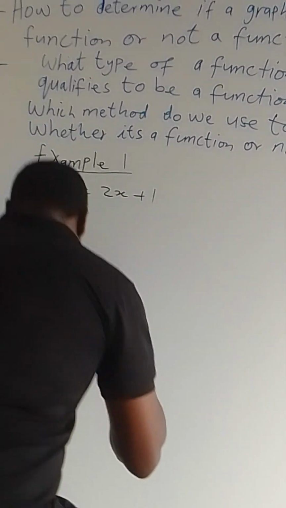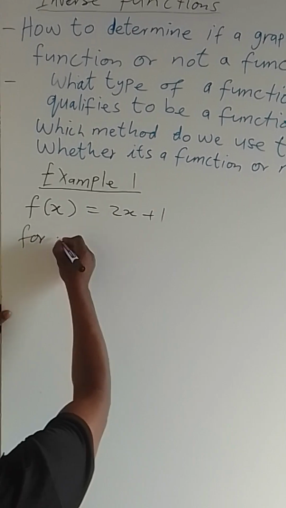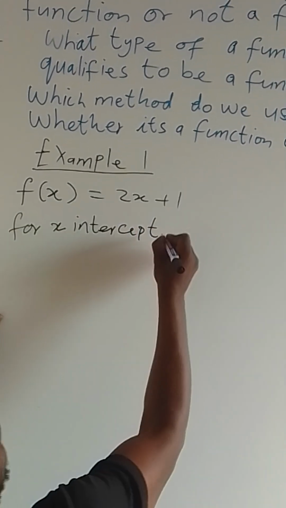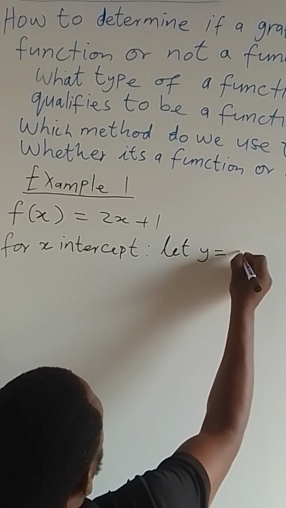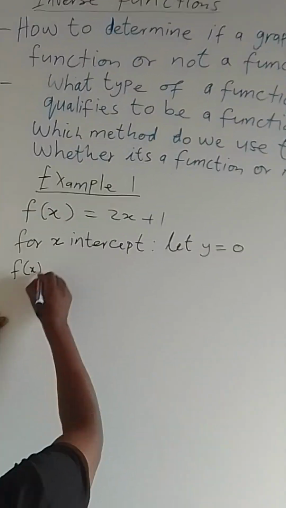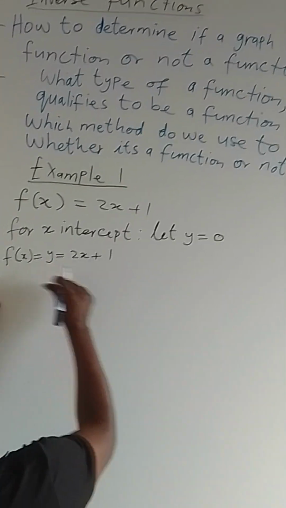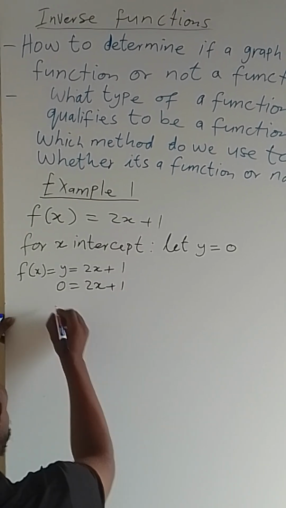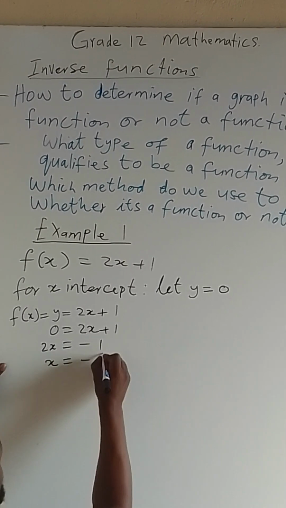Now we can plot this graph in the following way. For the x-intercept, you let y be 0. Then f(x) is the same as y, so where you see y, you put a 0. 0 equals 2x plus 1. Then 2x is equal to minus 1. Then x is equal to minus a half.